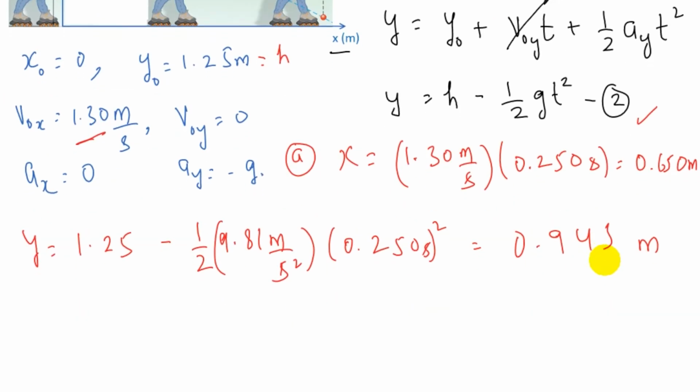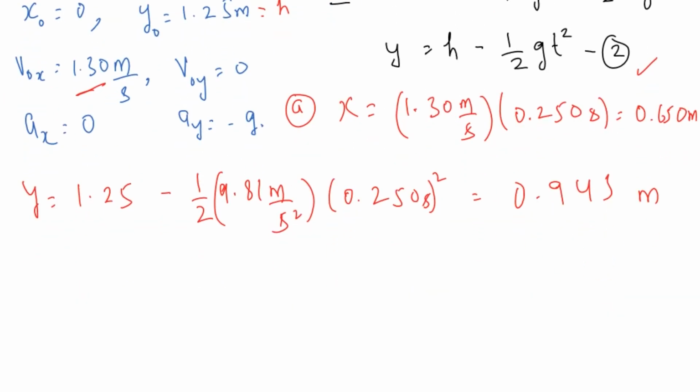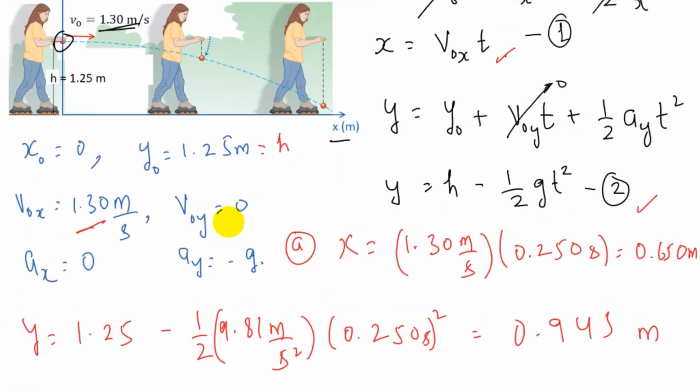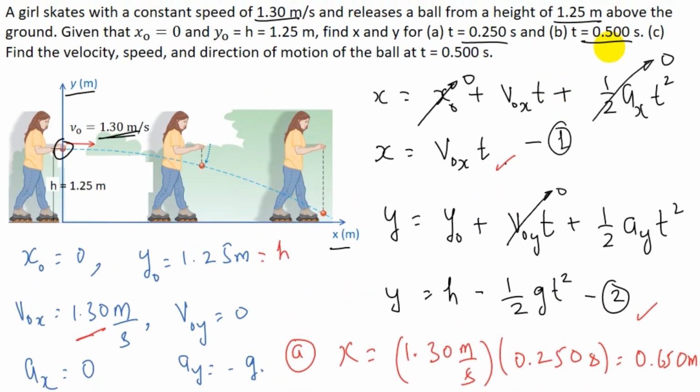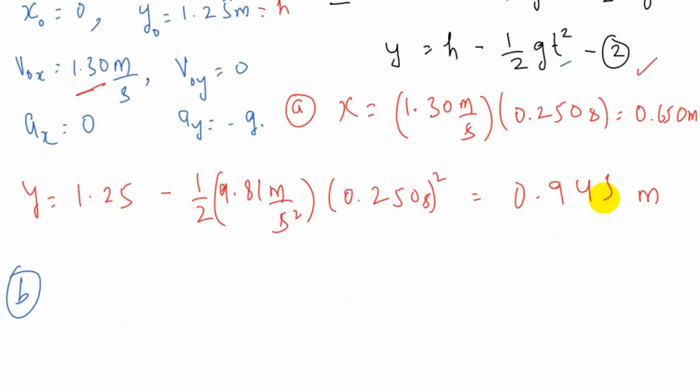Now next, we can proceed with the b part. In the b part, we have to just take that time is 0.50 seconds, the rest everything is same. So here in place of time, I'm going to put t as 0.5 seconds and here also 0.5 seconds. So let's put the values. So x is equal to 1.30 multiplied with 0.5. So this will be 0.650 meter.